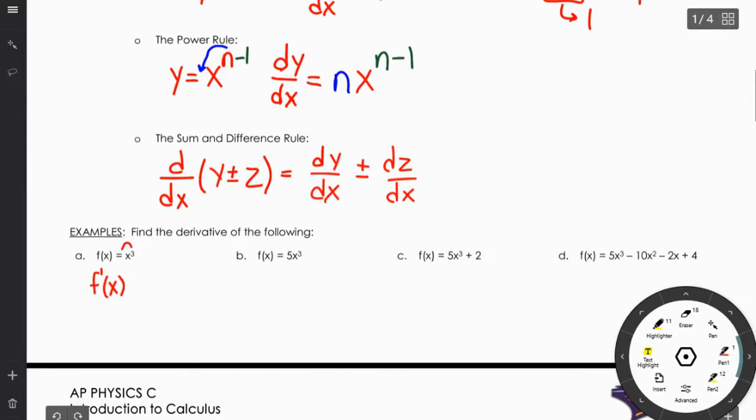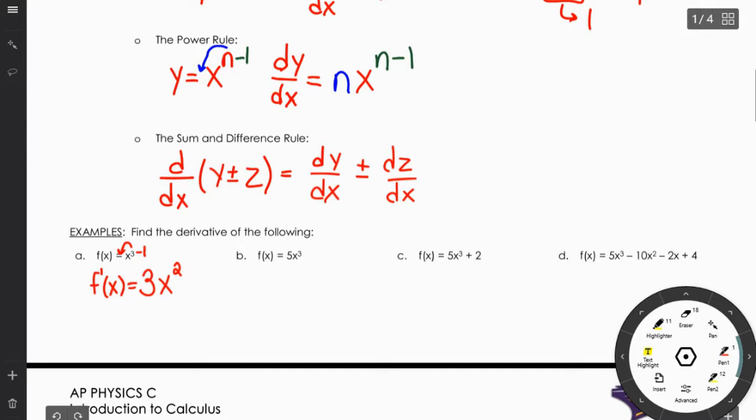So I'm going to take the 3 and put it in front, and then I'm going to subtract 1, right? So the exponent goes down in front, and then I subtract 1 from 3, so it's 3 minus 1, so it's squared. So the derivative of x cubed is 3x squared.